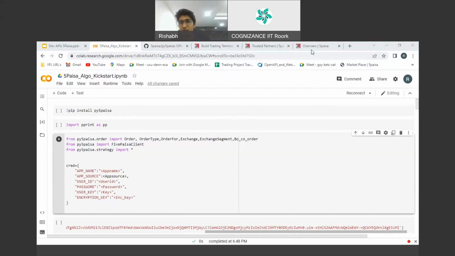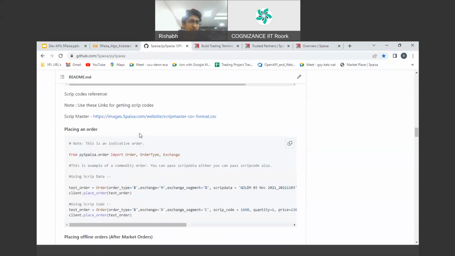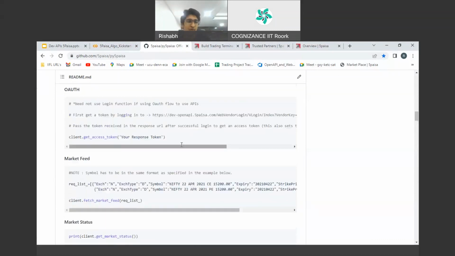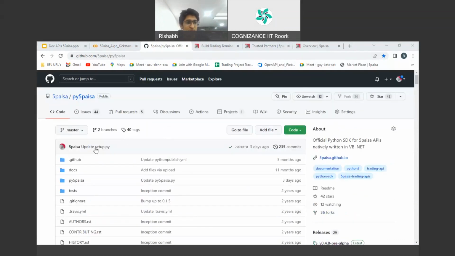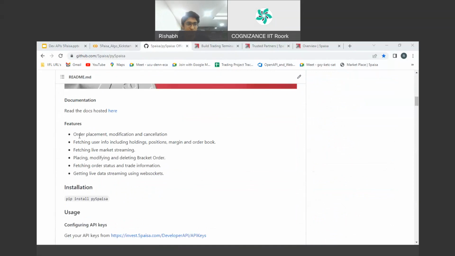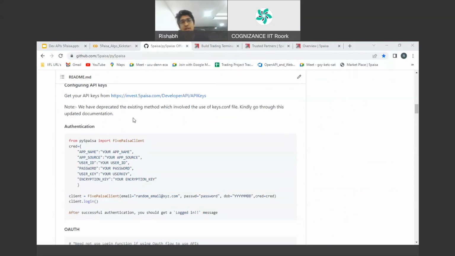Perfect. So this is our Python SDK on GitHub, which you might all be familiar with, right? Keep giving me thumbs up if you know about it, or tell me if you want me to explain it. I think GitHub is pretty popular amongst developers. Here we have all these features, and this is a sample code. The requirement for accessing this is that you should have a 5paisa account, and once you have it, you will get these API credentials inside your trade station.